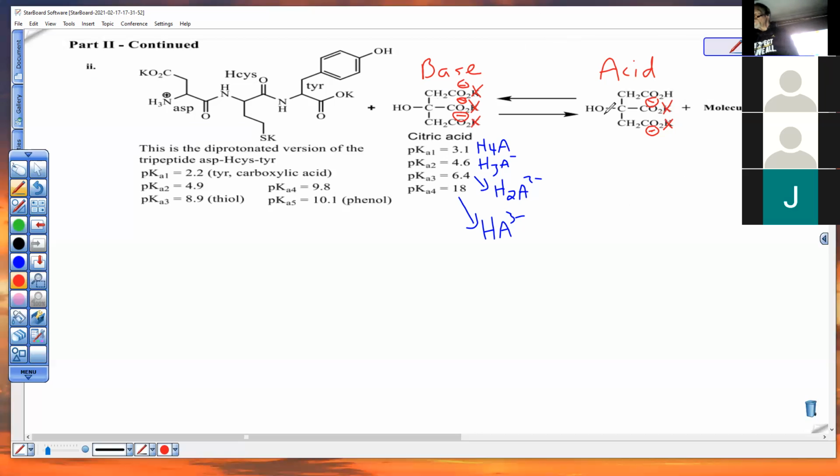Please don't tell me 4.6. This thing has 2 protons. There and there. Please don't count these protons. Those aren't the protons I'm talking about. This is H2A, 2 negative. So the pKa of this species is 6.4. You were told that.